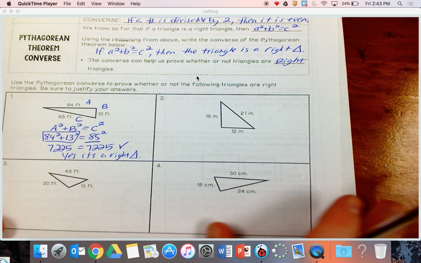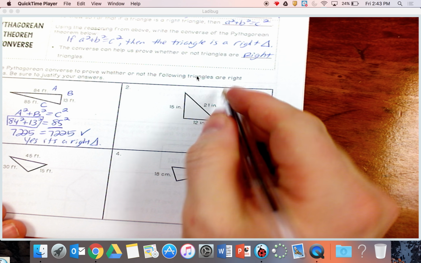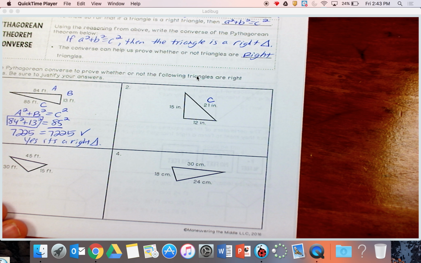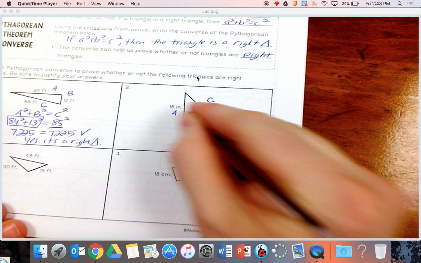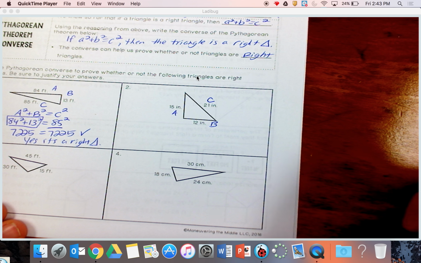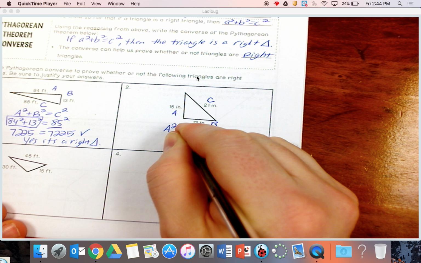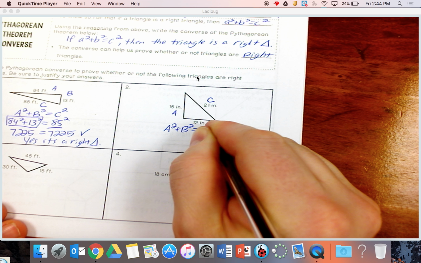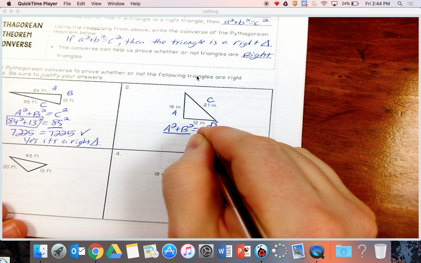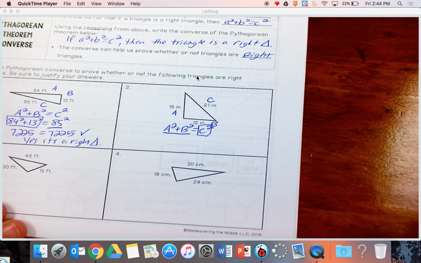So let's look at number 2. I'm going to do the same thing. This is my hypotenuse because it's the longest side, 21. These are my legs. I'm going to see if this is a right triangle. Write down what I know. I know my formula. I got to use this, and I got to prove. I got to see if this side can match that side.